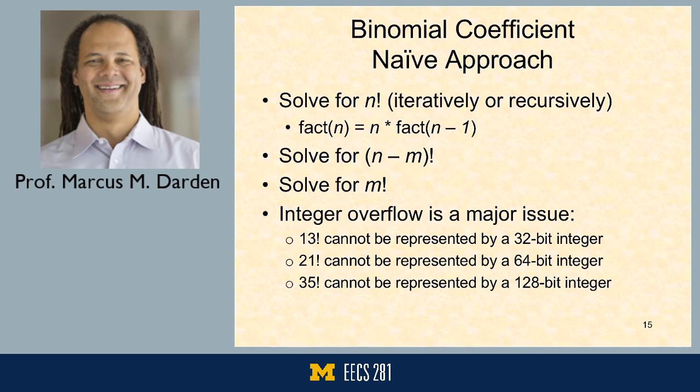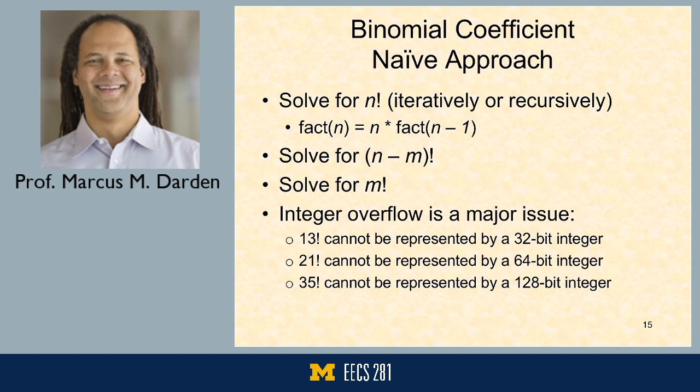Of course, we start out trying to calculate this, and you're like, well, I can write a factorial calculator. That's no problem. It's a simple little recursive thing. Factorial of n is just equal to n times the factorial of n minus 1. I could write that out, solve for factorial of n, then n minus m factorial, then m factorial, multiply, divide, answer comes out. The problem is factorial numbers are huge. That's why we really don't like factorial complexity.